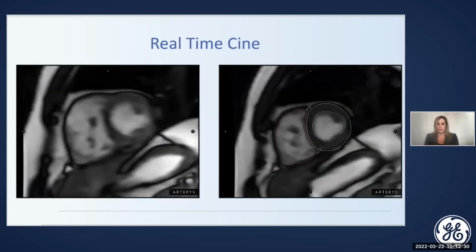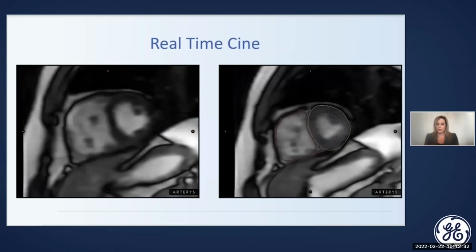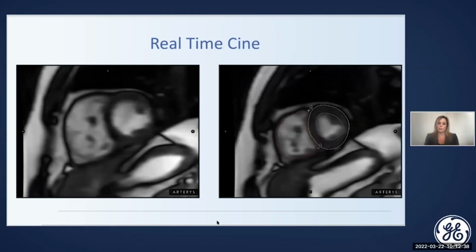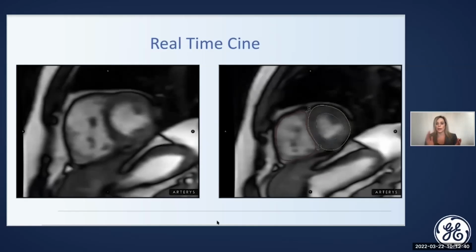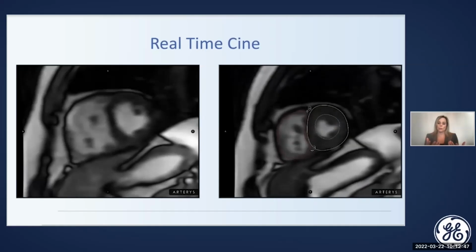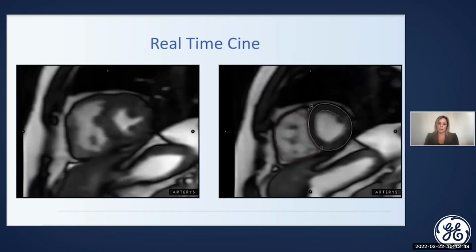With real-time SINE, of course, you can attempt to post-process these images. However, you have to keep in mind that there's no true end diastolic and end systolic phase, which is an issue for quantitative function. So this is really more for qualitative assessment.